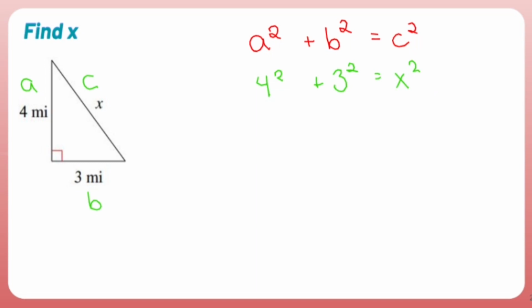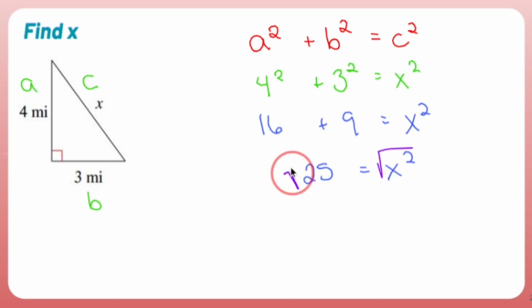Whenever you're doing the Pythagorean Theorem, whether you're finding a missing hypotenuse or a missing leg, the second step is always to simplify these numbers. 4 squared is 16, plus 3 squared is 9, still equals x squared. If you can combine like terms, combine them. 16 plus 9 is 25. 25 equals x squared. Now, I didn't find x yet. I have x squared, and in order to get rid of that squared, I have to square root both sides.